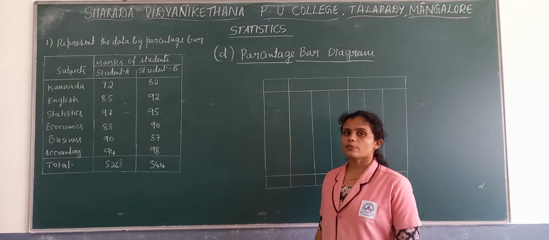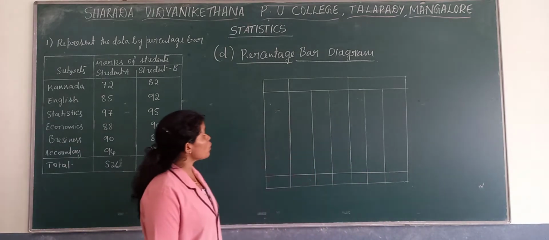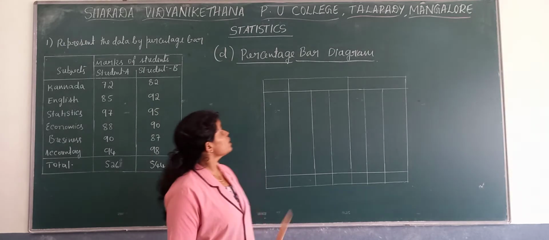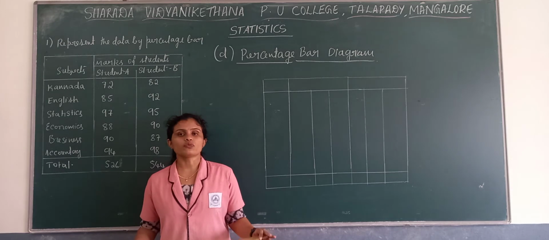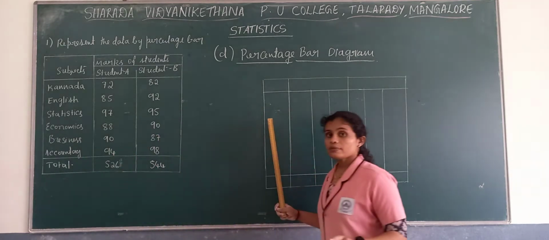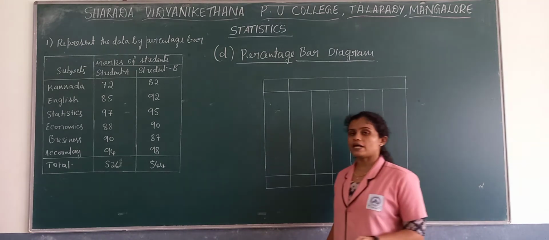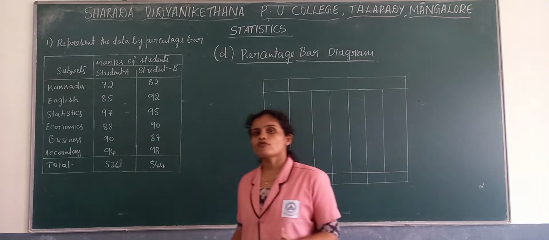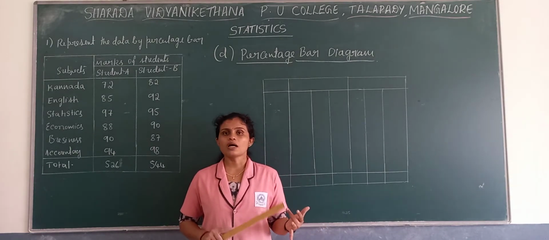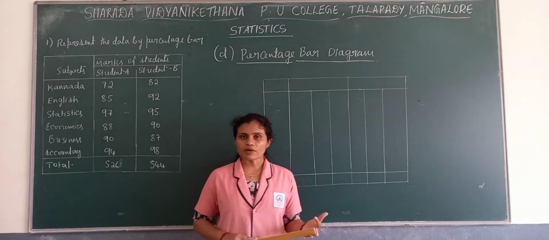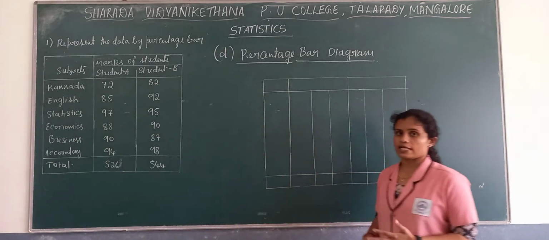Yesterday's class we discussed component or subdivided bar diagram, and today we will discuss percentage bar diagram. In case of percentage bar diagram, this is the last type of bar diagram. Last type in the sense, in case of one dimensional bar diagram, there are four kinds of diagram, that is simple bar diagram, multiple bar diagram, subdivided or component bar diagram, and the last one is percentage bar diagram.